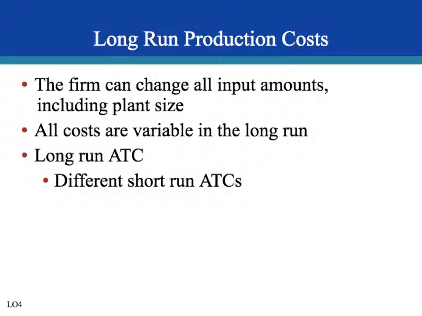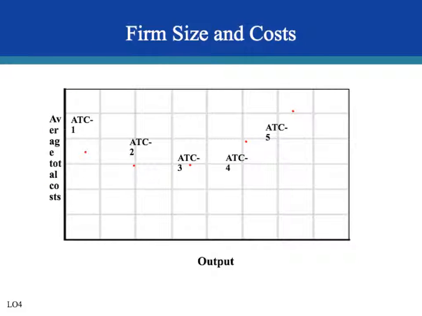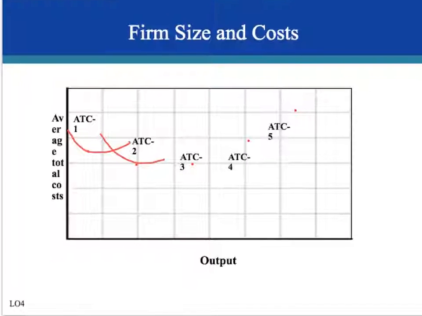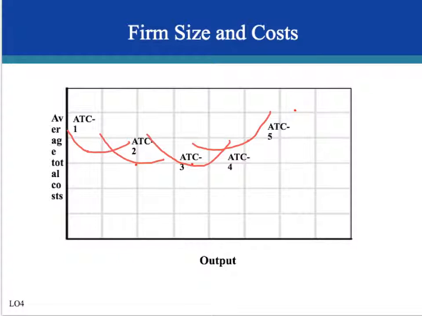And the long-run average total cost curve is the sum of a series of short-run average total cost curves. Okay, so here we have average total cost curves from the short run of various plant sizes. So, for example, average total cost curve 3 is from a plant that is bigger than from average total cost curve 2. And the long run average cost curve will look something like this.